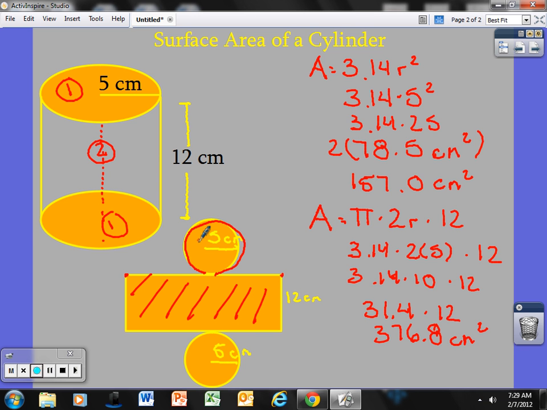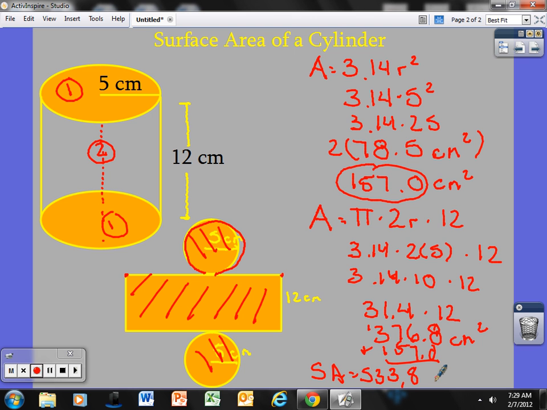I need to combine it now with the area of the two circles, which I already found is 157. So I'm going to add this to 157. The surface area equals 8 tenths, 6 plus 7 is 13, 7 plus 5 is 12, 13, 4, and 5. So we have a surface area of 533.8 square centimeters.